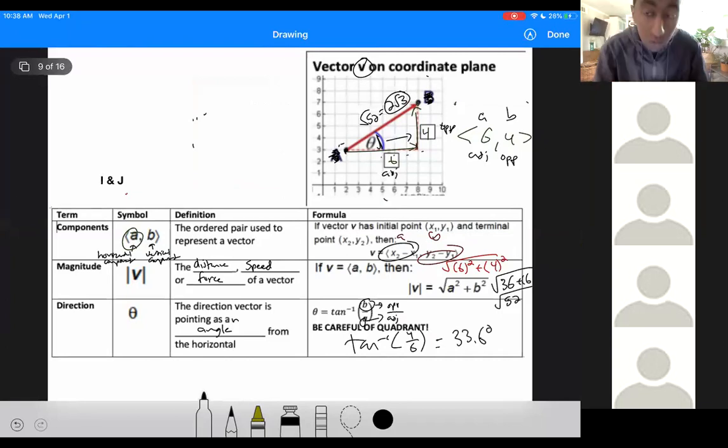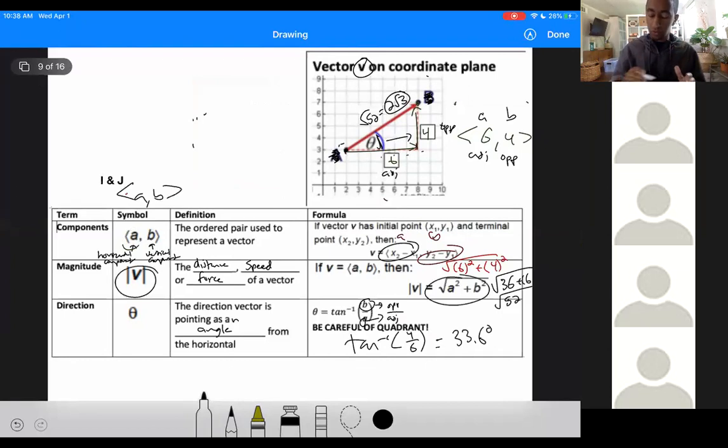So you have component form, just to refresh what we just talked about. We have component form, which is A comma B. We have magnitude, which is represented as absolute value, using the formula square root of A squared plus B squared. And then you have the direction, the angle, which you find using tangent inverse of B over A.